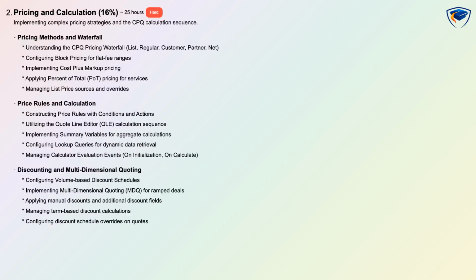Pricing and calculation carries 16% weight, is hard, requires about 25 hours of study, and is assessed with scenarios. This domain covers the CPQ pricing waterfall from list to net, block pricing, cost plus markup, and percent of total methods, along with list price sources and overrides. You will build price rules, work with the quote line editor calculation sequence, create summary variables and lookup queries, and configure calculator evaluation events and discount schedules including multi-dimensional quoting for ramped deals.